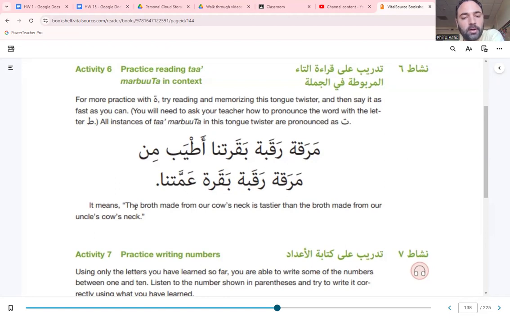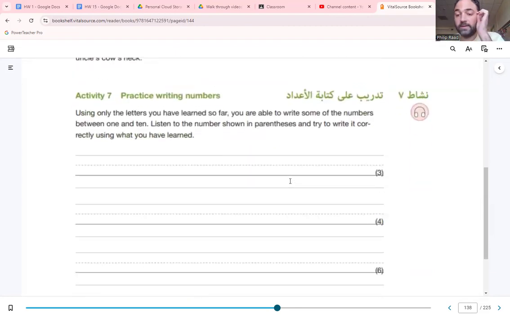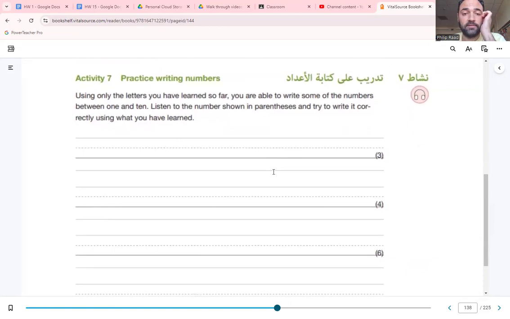And it means the broth made from our cow's neck is tastier than the broth made from our uncle's cow's neck. So you see how the te marbuta is here functioning as a connector in idafa phrases. So the broth of the cow, of the broth of the neck of the cow of our uncle. Okay, and finally, the last activity is activity 7.